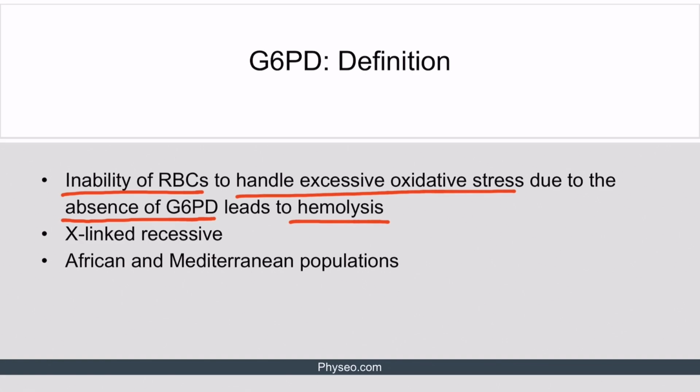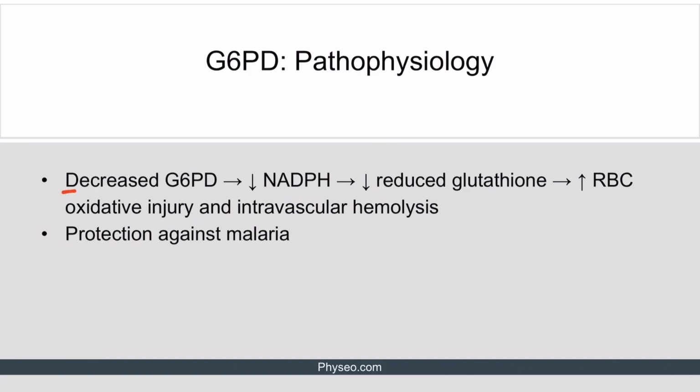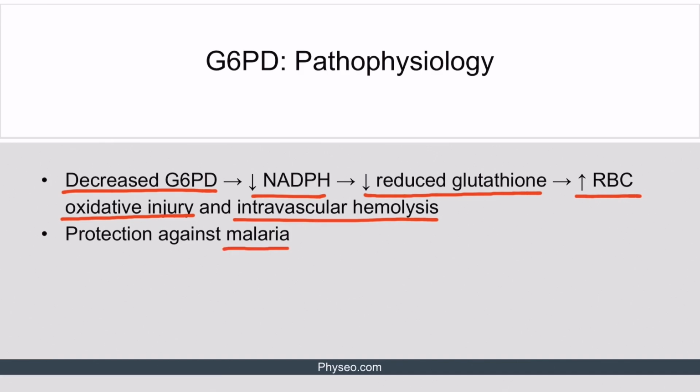Glucose-6-phosphate dehydrogenase deficiency is an X-linked recessive disorder commonly seen in African and Mediterranean populations. So, decreased G6PD leads to decreased NADPH, which leads to diminished levels of reduced glutathione. This results in increased red blood cell oxidative injury and intravascular hemolysis. Similar to sickle cell disease, G6PD carriers are protected against malaria, which explains why this pathology is more common in patients with African or Mediterranean ancestry.